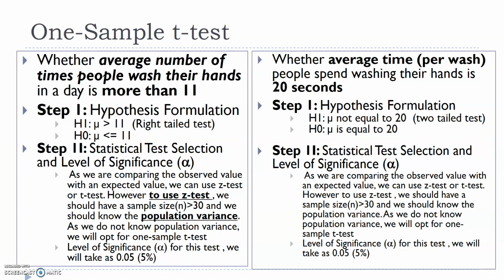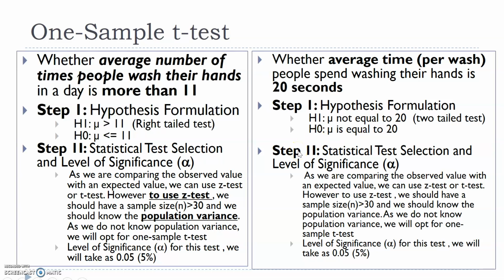But the second condition is that you should know the population variance. That means what the population variance is. If the average number of hand washes is 11 or 12, what is the population variance? In most cases, we will not have any idea about population parameters, right? So that's why in most research objective cases we'll be using the t-test. Ideally, theoretically, we can use the Z test or t-test.